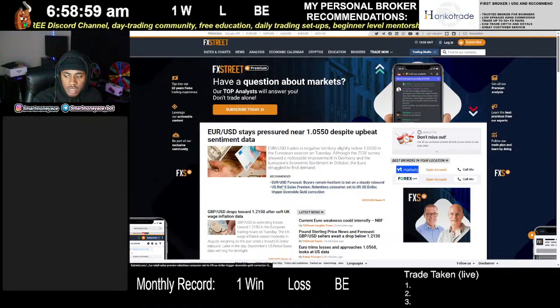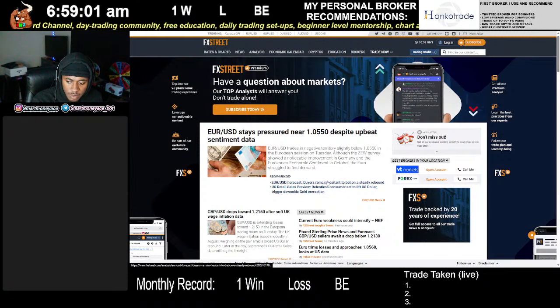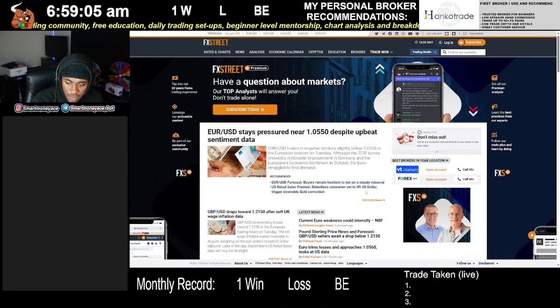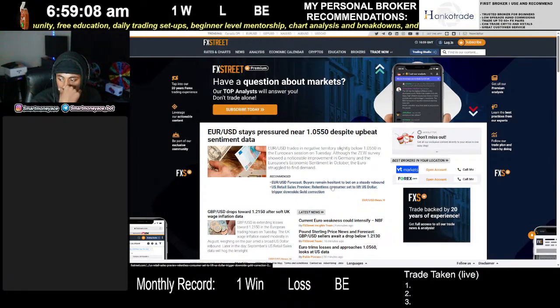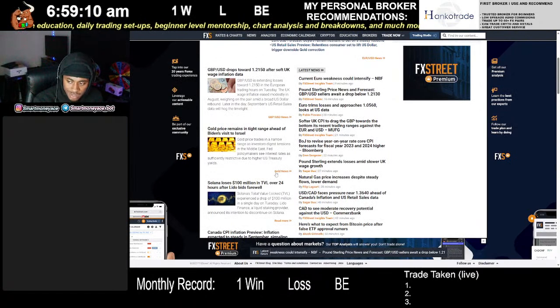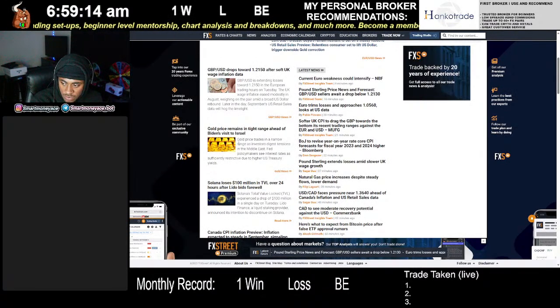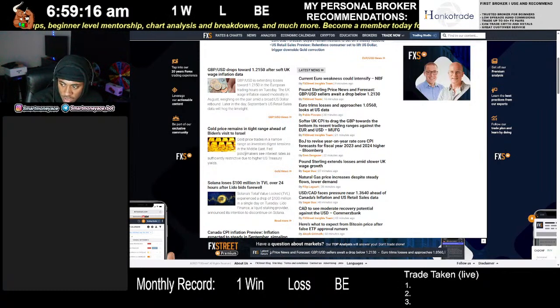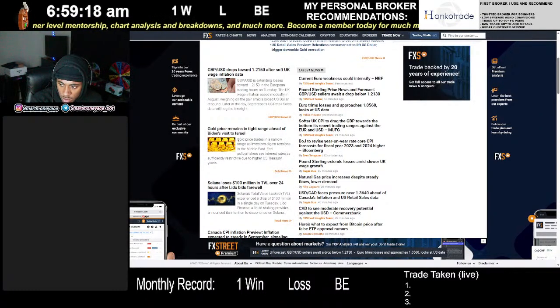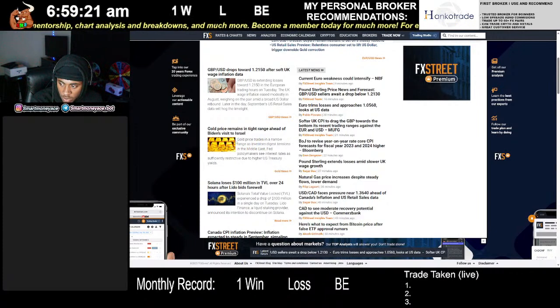So, recommended EUR/USD forecast. Buyers remain hesitant to bet on a steady rebound. U.S. retail sales preview: relentless consumer set to lift the U.S. dollar and trigger a downside gold correction. Okay, gold price remains in a tight range ahead of Biden's visit to Israel. Gold price trades in a narrow range as investors digest tensions in the Middle East. So gold traders are in a narrow range.